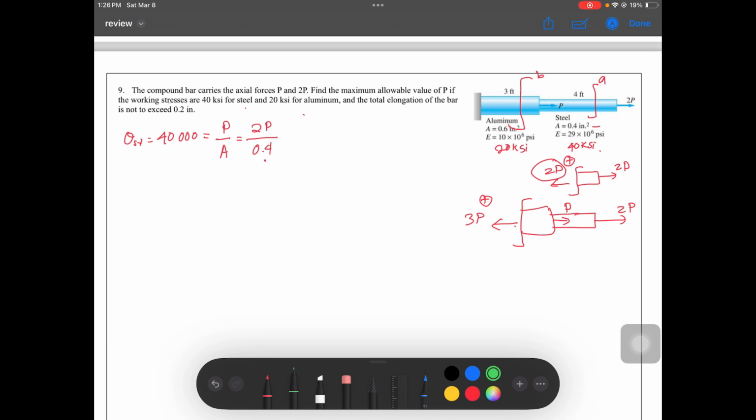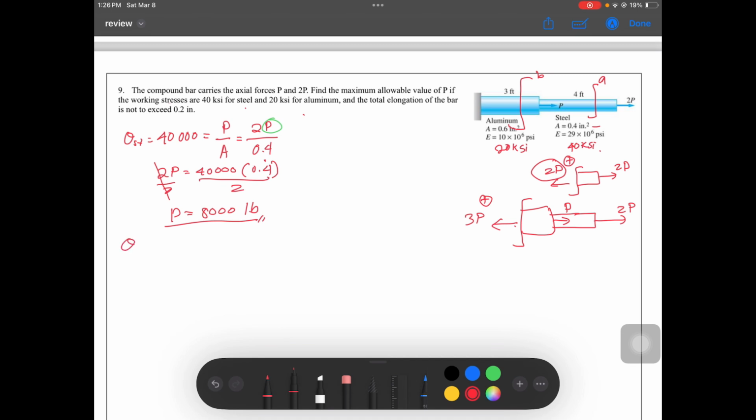So, let's isolate P. So, 2P is 40,000 times 0.4 divided by 2. So, doing the operation, we get a P value of 8,000 pounds. So, ito yung kaya ng steel natin.